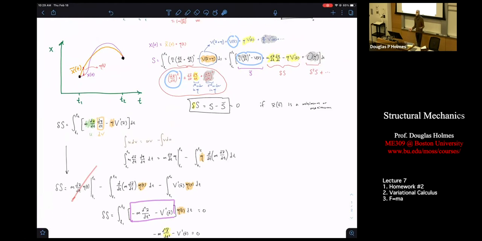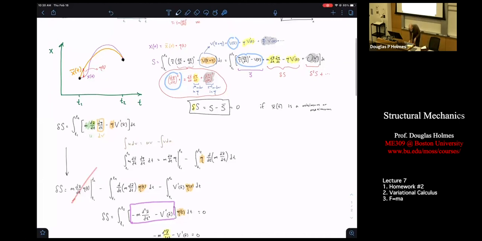And just like we did before, the second variation is analogous to the second derivatives of our total potential energy, which allows us to check for stability. Because remember, I wrote this up here, we don't know if we've solved for a minimum or a maximum. We can only determine if we've solved for a minimum or a maximum, or a stable or an unstable equilibrium, by checking the second variation.